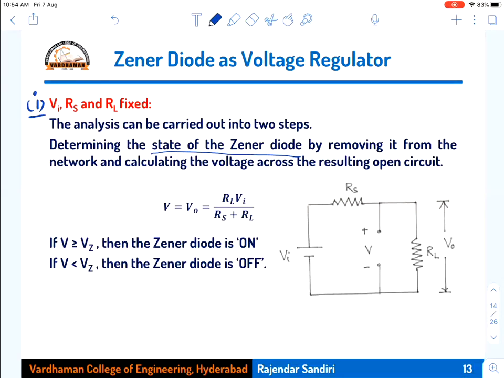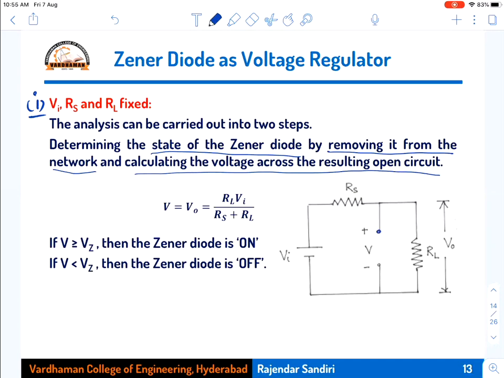So we have to decide, for the given values of VI, RS and RL, when the diode I am connecting in the circuit will be on and when it will be off. For that, when the GNR diode is connected in the GNR regulator circuit, we have to remove that diode and make it an open circuit. If I remove the diode, between the terminals where the diode was connected it becomes open circuited. Now I determine the state of the diode by removing it from the network and calculating the voltage across the open circuit.